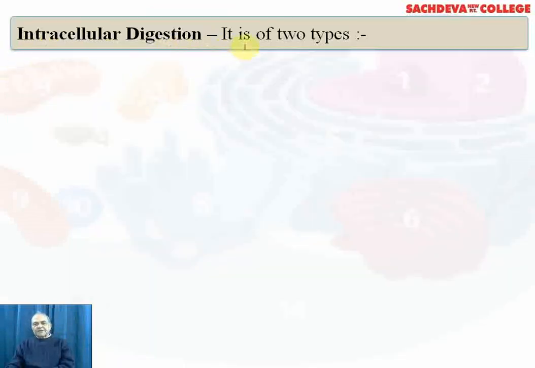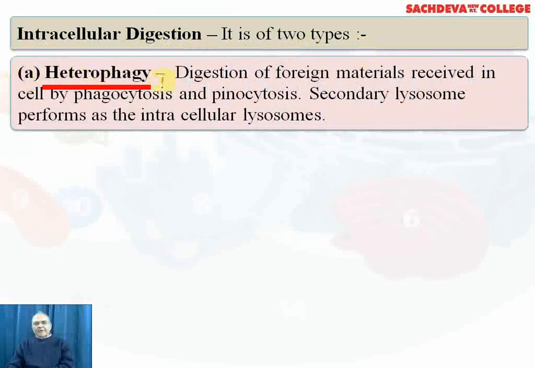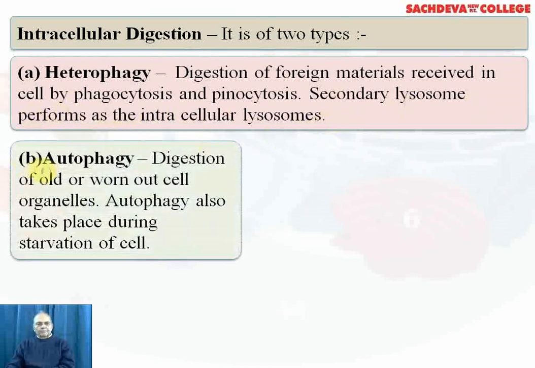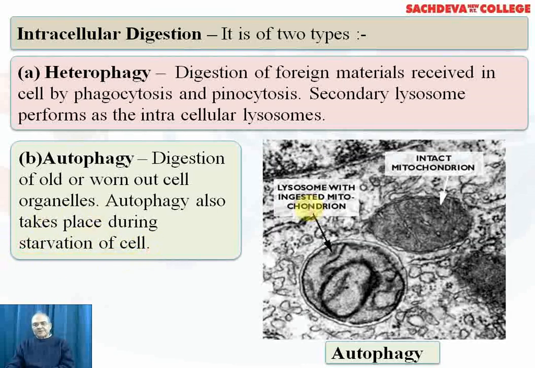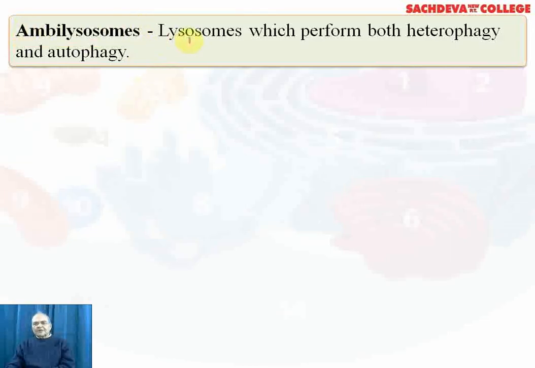Intracellular digestion is of two types. A. Heterophagy, digestion of foreign materials received in the cell by phagocytosis or pinocytosis. Secondary lysosome performs as the intracellular lysosome. B. Autophagy, digestion of old or worn out cell organelles. Autophagy also takes place during the starvation of the cell. Here you can see the autophagy, that is digestion of the intracellular organelles. Amphilysosome, lysosome which performs both heterophagy as well as autophagy.